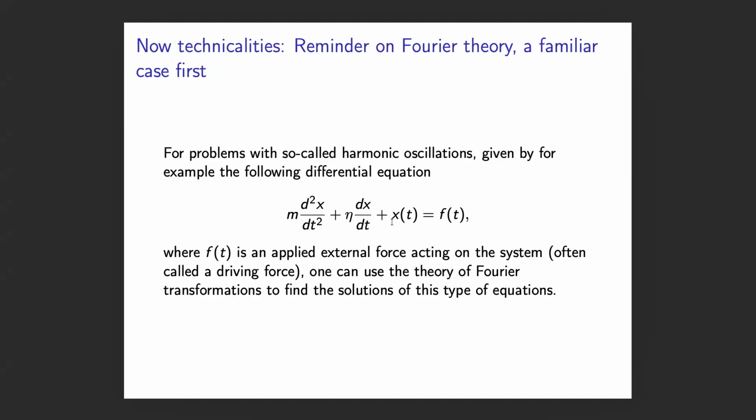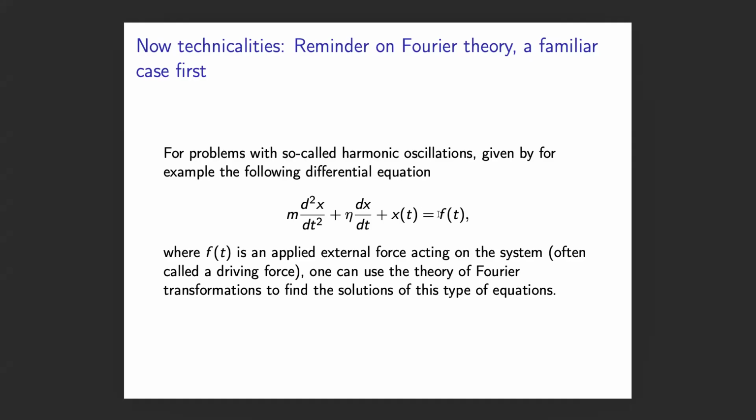For those of you who are less familiar with Fourier theory, you may have met this equation here. This is a famous equation for damped motion if you take away an external force. So f of t could be an external force on the system. It's often called a driving force. And you can use the theory of Fourier transformations to find the solutions to this type of equation. Has any one of you seen this? If you've taken a course in mathematical physics, you can solve this type of differential equation by using Fourier theory. That's a common way of dealing with equations which in particular have periodic and continuous functions.